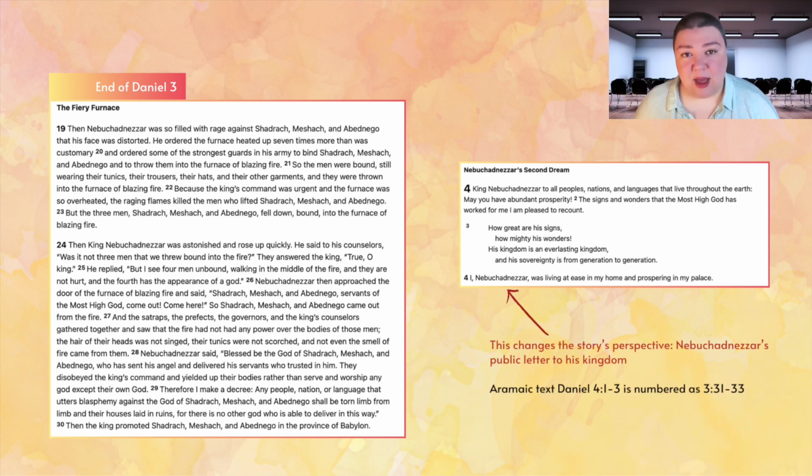And when we apply this, it changes the story's perspective. In fact, in the Aramaic texts, Daniel 4, 1 to 3 is numbered as chapter 3, verse 31 to 33. Nebuchadnezzar's public letter to his kingdoms is considered the conclusion to the story in Daniel 3.